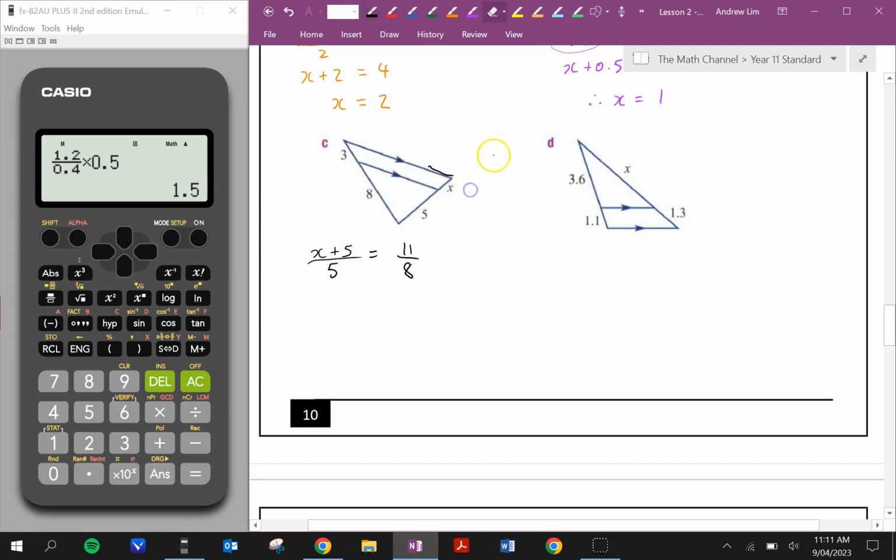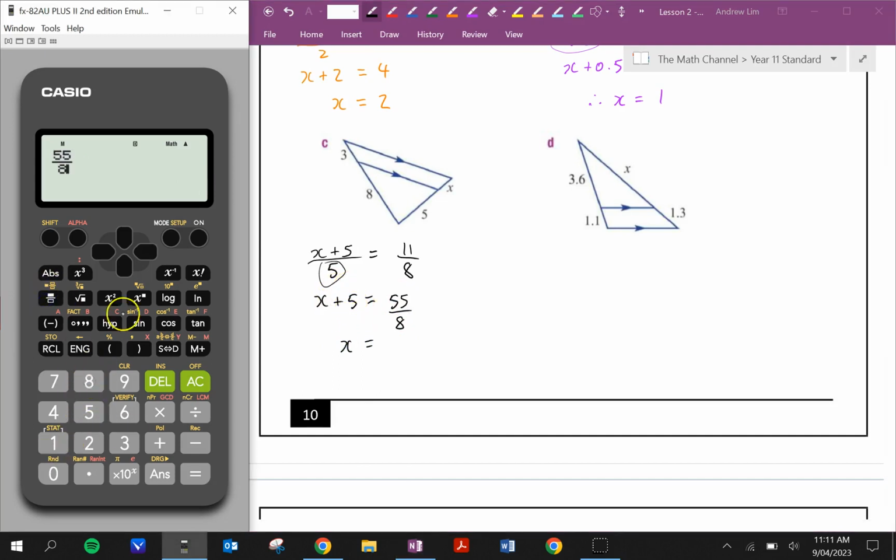So now what we could do is get rid of this fraction by multiplying by this 5. So x plus 5 is equal to 55 on 8. Just multiply by 5. And when you multiply, you only multiply the numerator, the top. Never multiply the bottom as well. And so now we can say that x is equal to 55 over 8 minus 5, which is equal to 15 on 8, or 1.875.